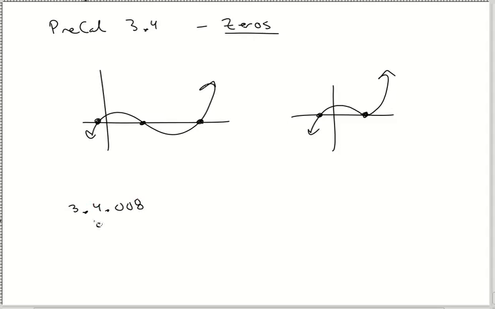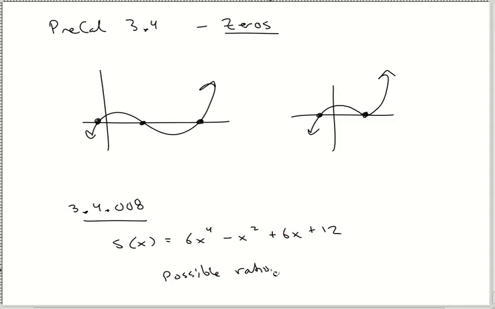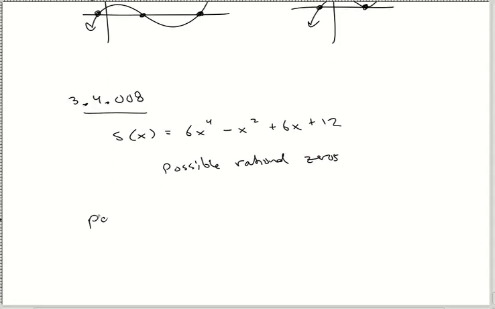34008. They're wanting for s of x equal to 6x to the fourth minus x squared plus 6x plus 12. They only want the possible rational zeros. Maybe you've seen that before. I often do the acronym PRZ in my classes. Let me give you the formula of this thing just to remind you.